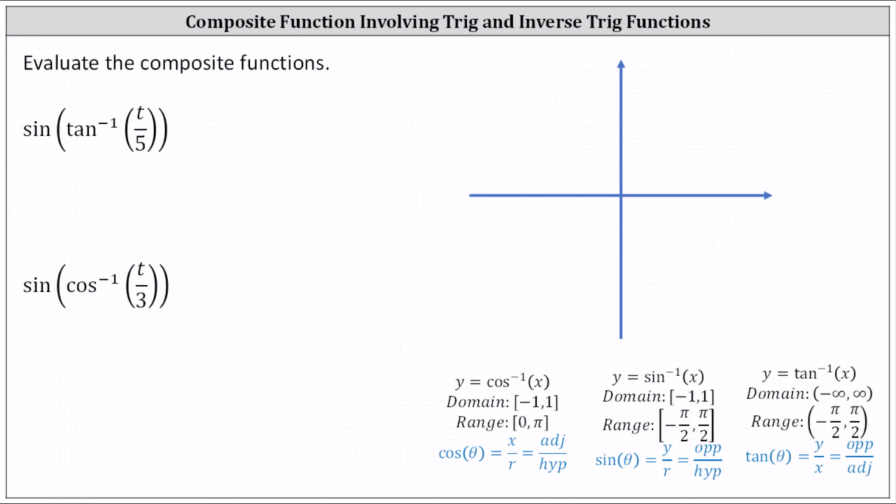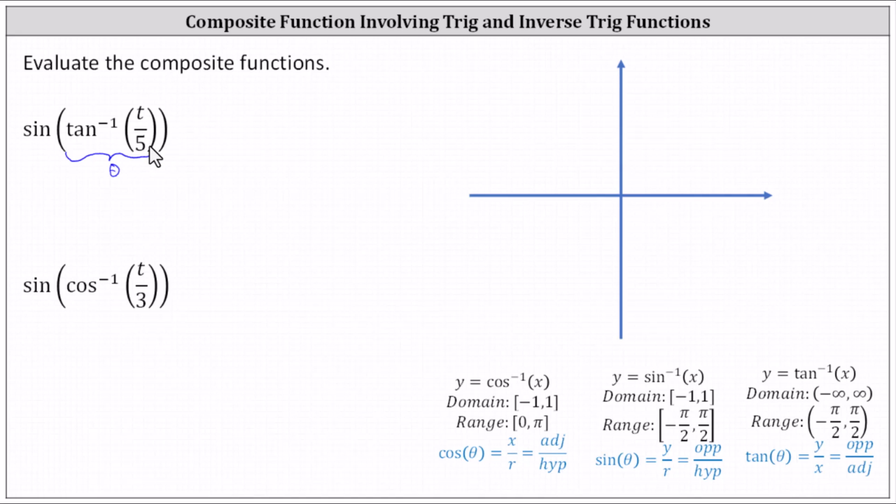Evaluate the composite functions. First we have sine of inverse tangent of t divided by 5. Starting with the inner function, inverse tangent of t divided by 5 equals some angle theta whose tangent function value is t divided by 5.